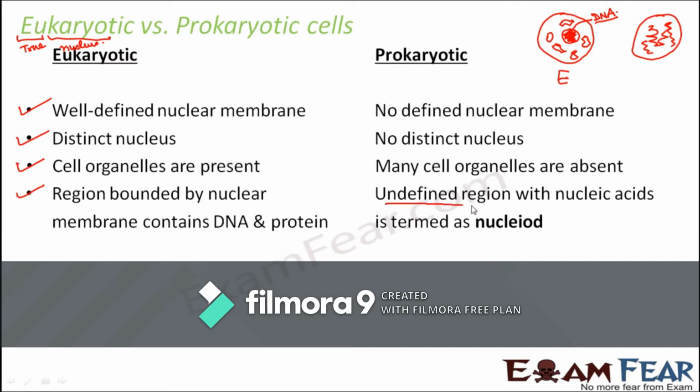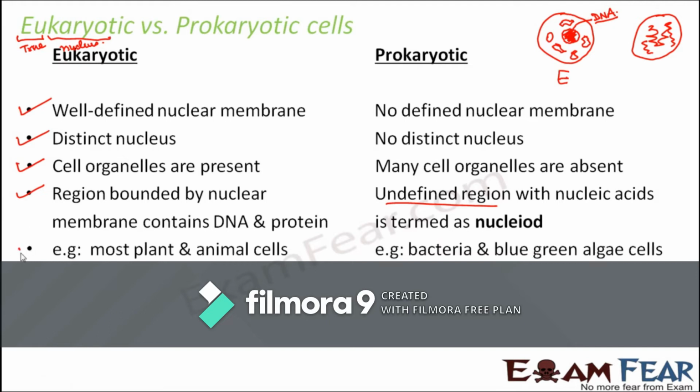Whereas in the case of prokaryotes, there is no specific region which contains DNA or protein. It is an undefined region with nucleic acid. So these types of nucleic acids like DNA are just scattered anywhere inside the cell. Now, examples of eukaryotic cells are most of the plant cells and animal cells.